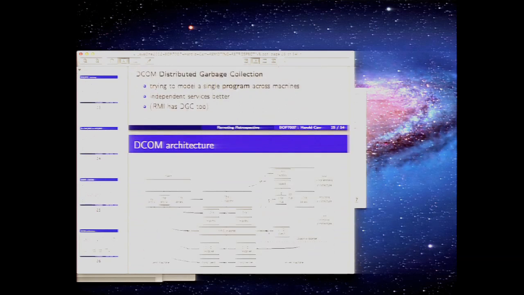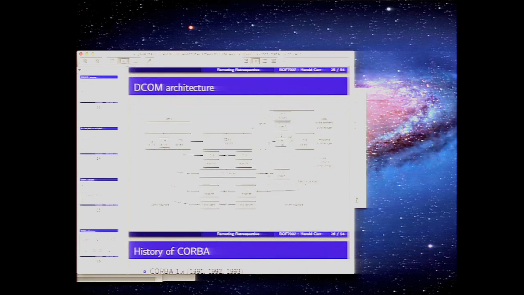So here's something we're going to deep dive in. No, that's just to show you DCOM. And you'll see later when we get to some of the other systems, they look a little simpler. So we won't go into the nitty-gritty of this, but it has all sorts of fun stuff going on.